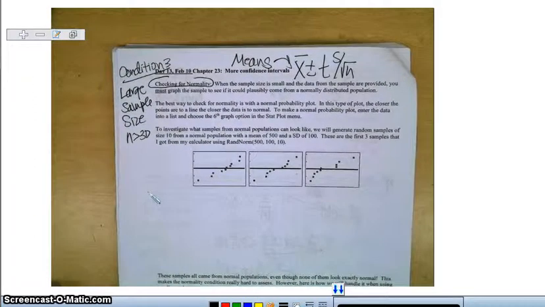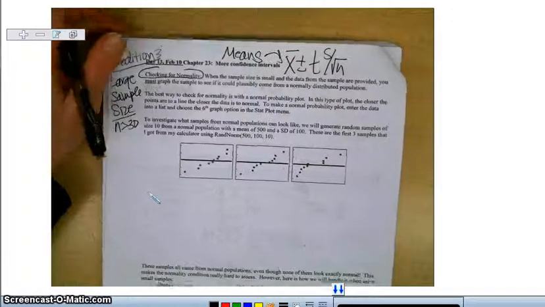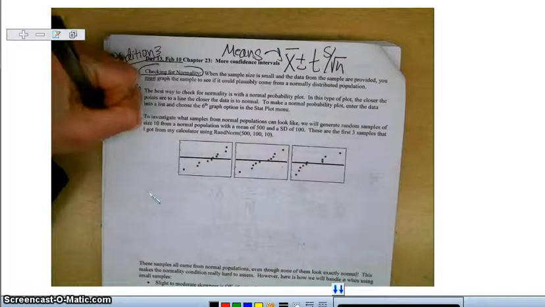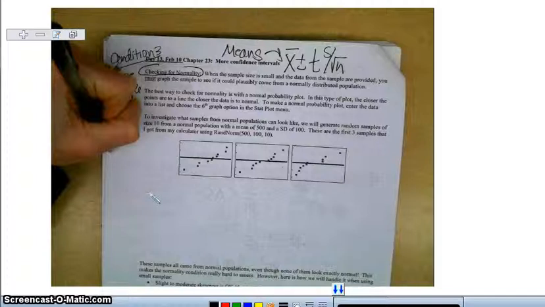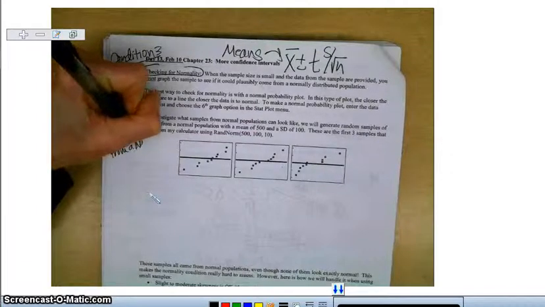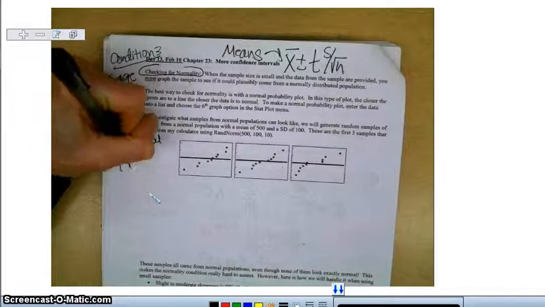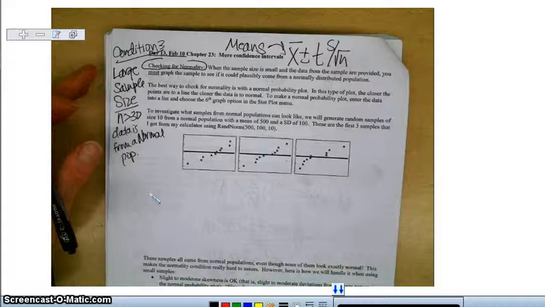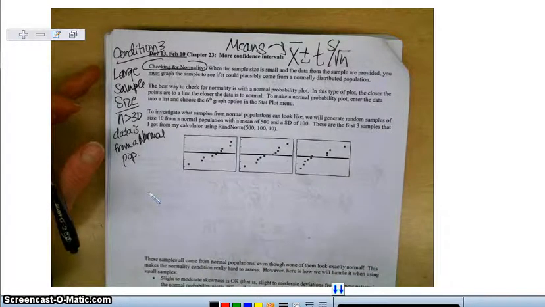All right, so what if n is not greater than 30? Nope, there's something else. N is greater than 30 or the data is from a normal population. Many times you will just assume that. And there will be a test question where you have to do this that I'm about to go over. You have to do it on the test, and the homework today helps you practice that.